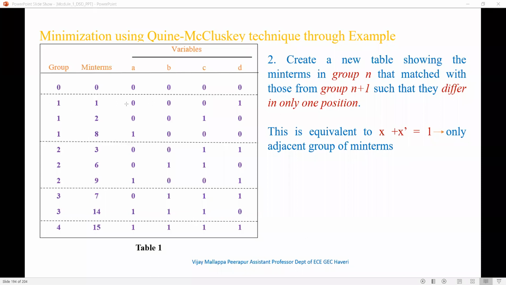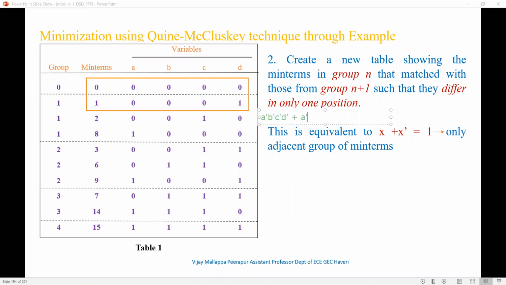Now you can see from this what we have. We'll compare 0 and 1. And where is the change? What we can see here? The variable D. Here it is 0, here it is 1. Right? So if I write the expression for this one, what will it be like? A bar, B bar, C bar, and D bar, right?